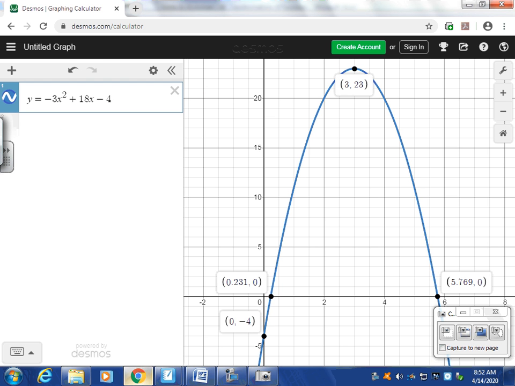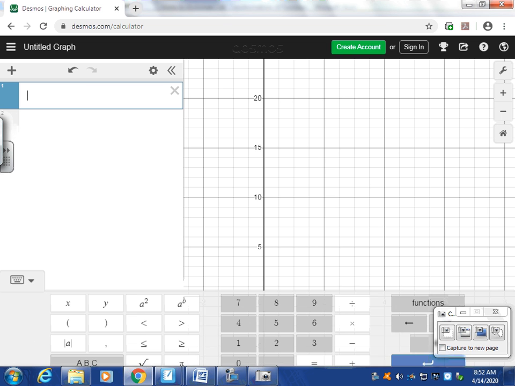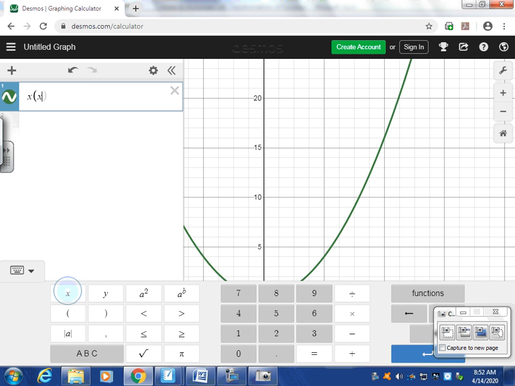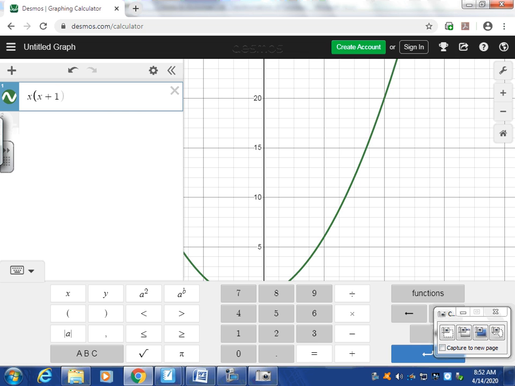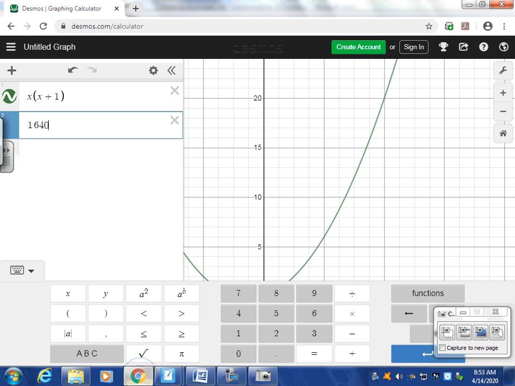So in Desmos, we will put x(x+1), and I think that it would be best to probably put the 1640, was that the right number? Yeah, 1640. I think it would be best to put that in the second line.